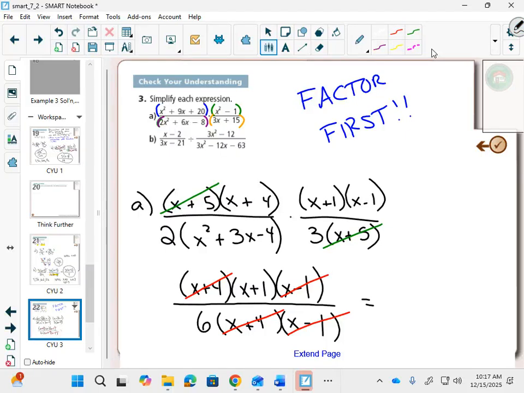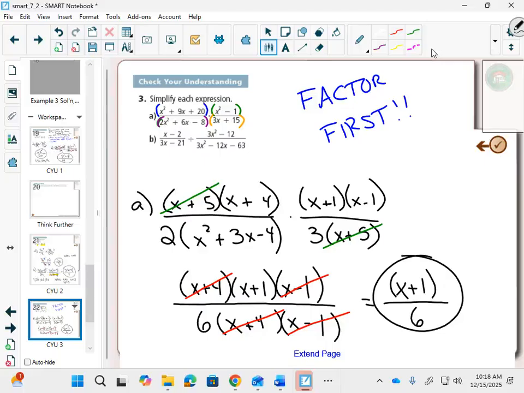Now, gather what's left. On the top, left with an x plus 1. On the bottom, a 6. Anything identical? No. And I think why people like these questions so much is that in the end you get something a lot simpler than you started with. It feels kind of nice to cancel things out.